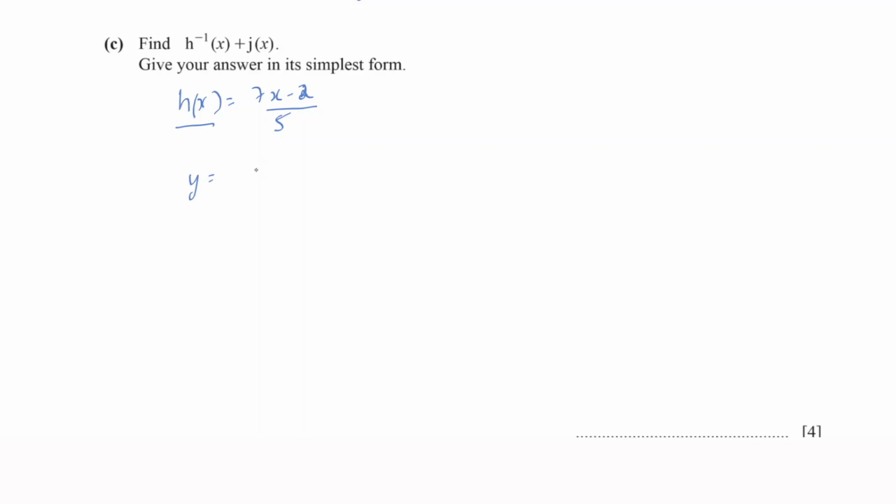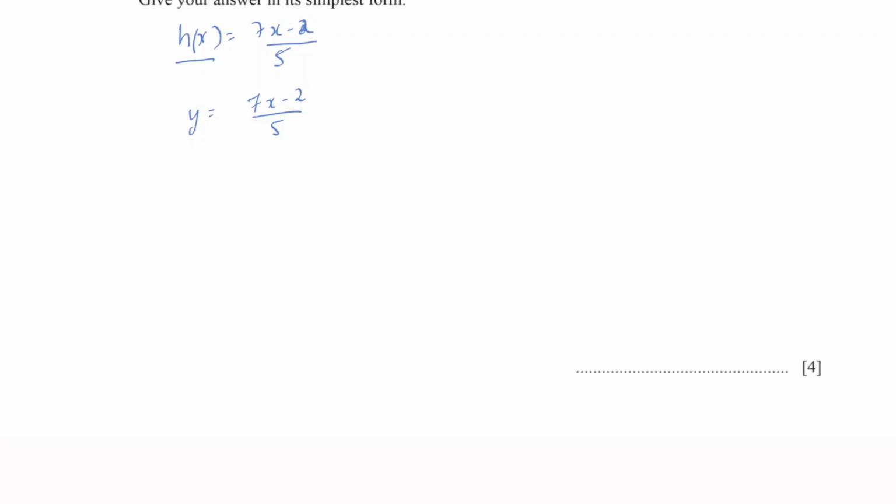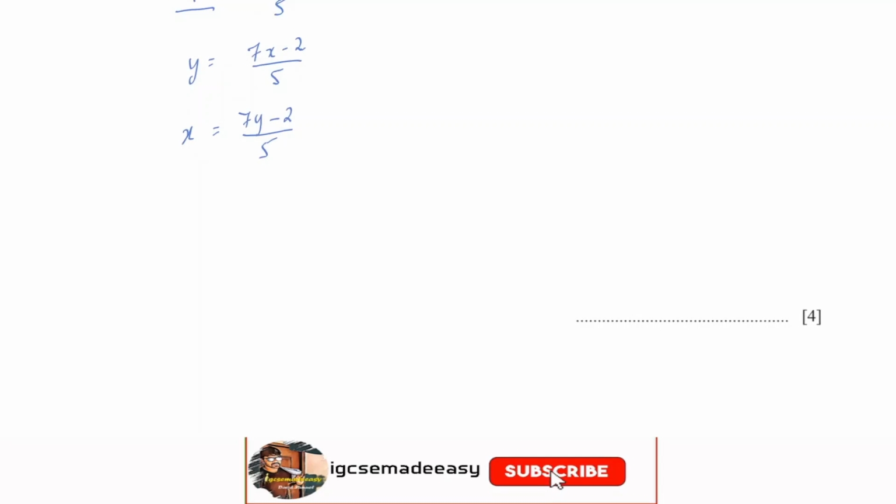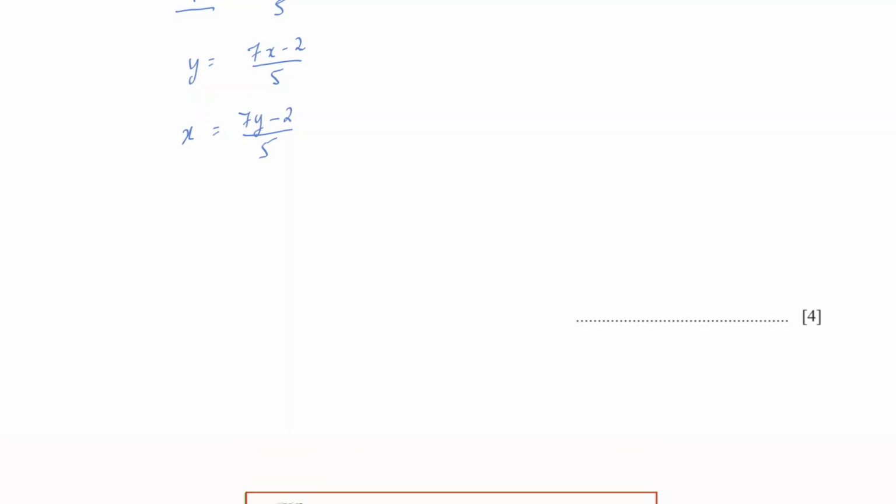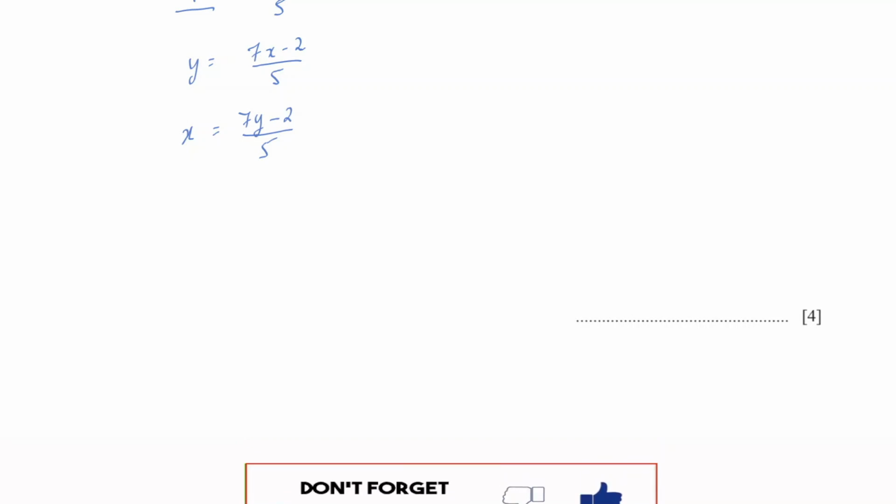So y will be equal to 7x minus 2 by 5. Second step: wherever you see x, you change it to y, and wherever you see y, you change it to x. So I can see y here, so I'll change it to x, and the 7x, I'll change it to 7y. This is the second step. The third step is you have to solve for y, so we have to find the value of y.